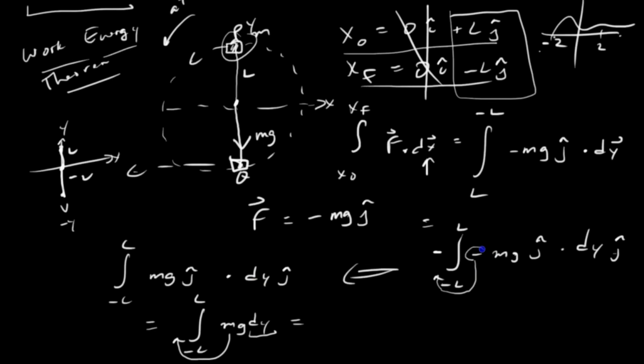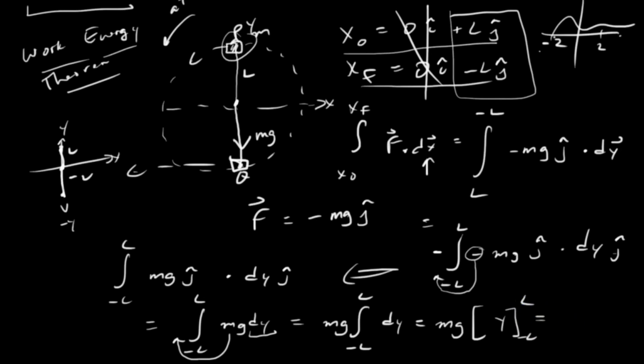Like over here, we saw we have a negative sign, so we can pull it out of the integral because negative 1 is just a constant. We can pull it out. Mg is also a constant. So this just becomes mg times the integral negative L to L of dy. Okay? So mg stays, and then what's the integral of dy? Well, the integral of dy is just y, and this is going to be evaluated from negative L to L.